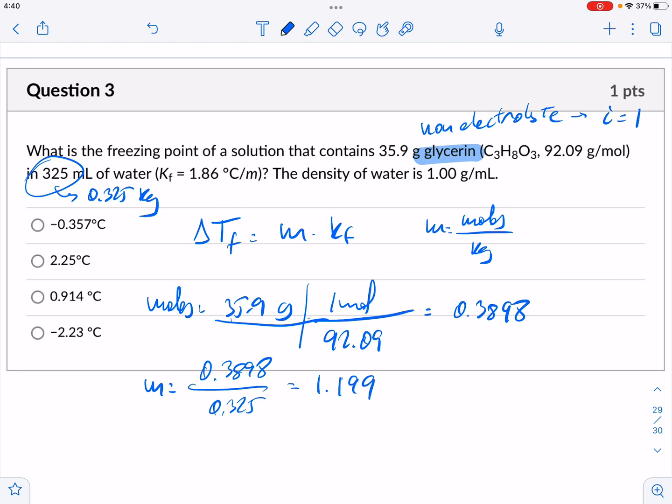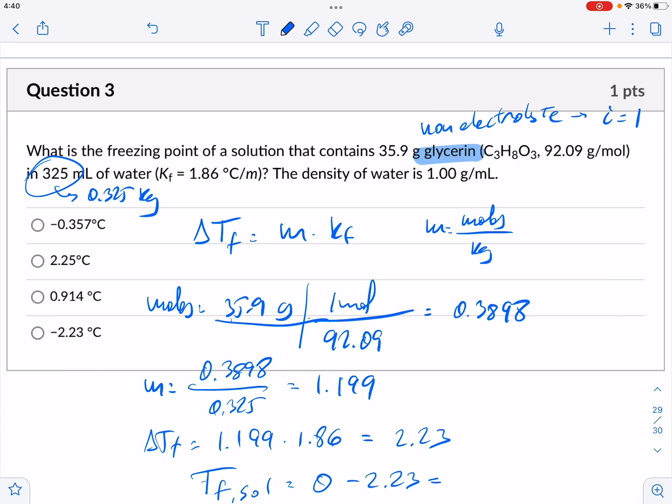Okay, so delta Tf is equal to 1.199 times 1.86, which is 2.23, and the freezing point of the solution will be equal to 0 minus 2.23, which is equal to minus 2.23.